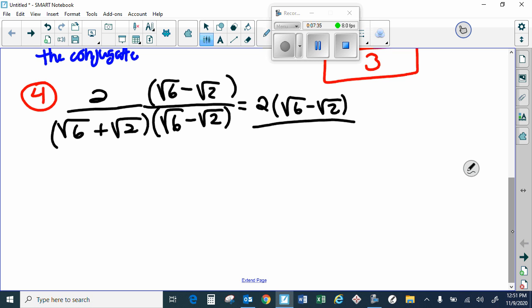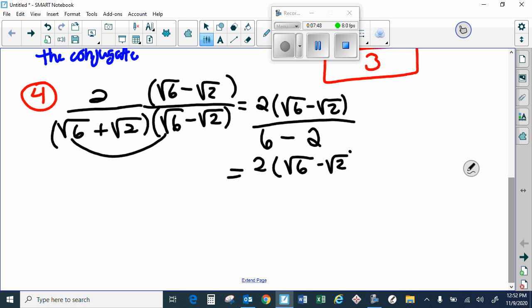And then, of course, root 6 times root 6 is 6. Positive times negative is negative. And root 2 times root 2 is 2. So now I have 2 parentheses root 6 minus root 2 all over 4. Of course, the 2 cancels the 4 2 times. So therefore, this is my final answer.